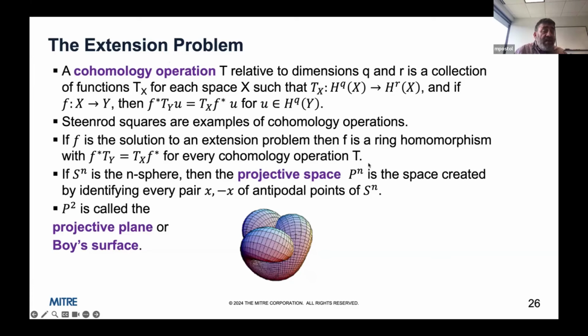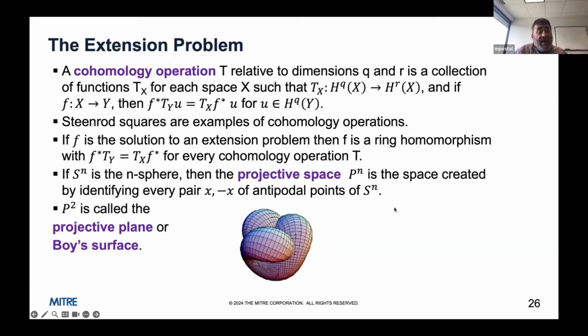So not only does the solution of the extension problem have to be a ring homomorphism, but it's got to commute with all the cohomology operations, including Steenrod squares. So one more thing I have to define to show this example.